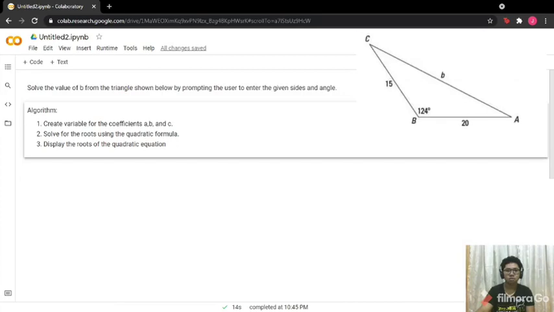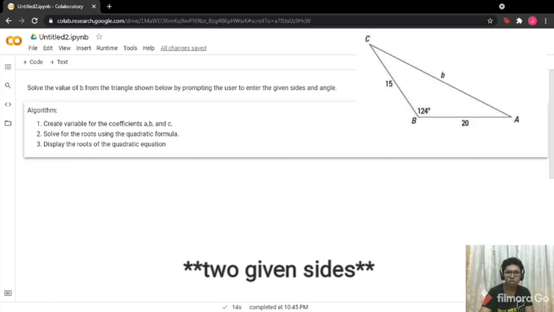So next problem, we have a geometry problem. Solve the value of b from a triangle shown below by prompting the user to enter the given sides and an angle. So I have here a figure that has 2 sides. So when I have 2 sides, the cosine law can be used easily.